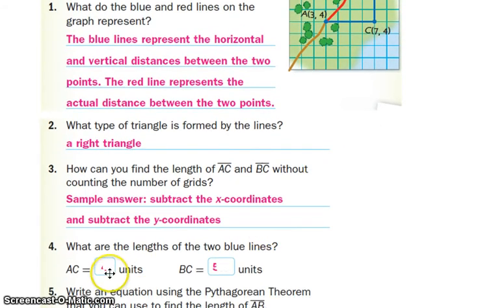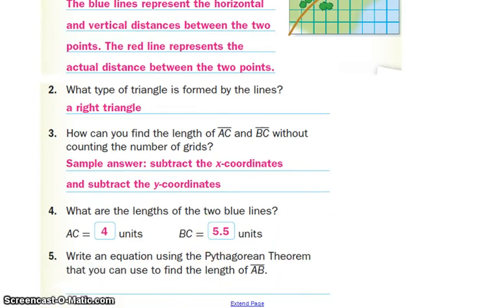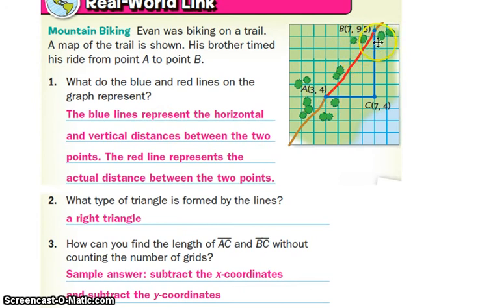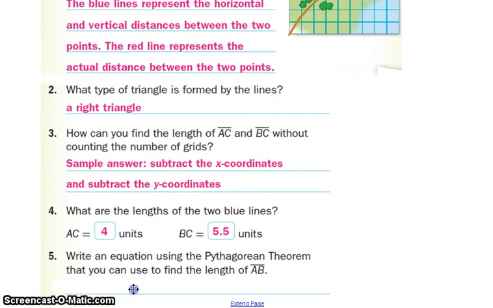What are the lengths of the 2 blue lines? Well, we just talked about that. 4 and 5 and a half. Then the last question: write an equation using the Pythagorean theorem so that you can find the length of AB. So they want you to go ahead and just write the equation. You don't have to solve. But for right now, write an equation so that we can find this hypotenuse, which was his trail when he was biking. So 4 squared plus 5.5 squared, those were our 2 legs, equals c squared. So kind of the same thing that we've been doing.